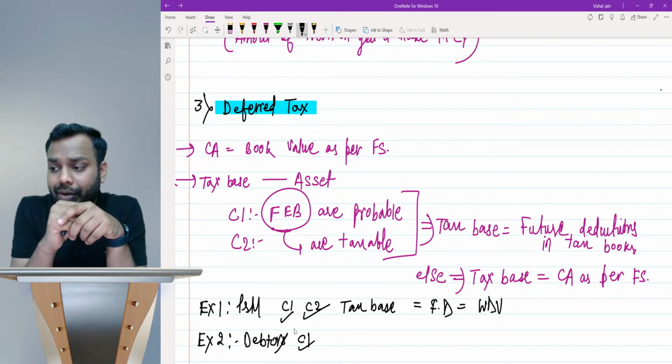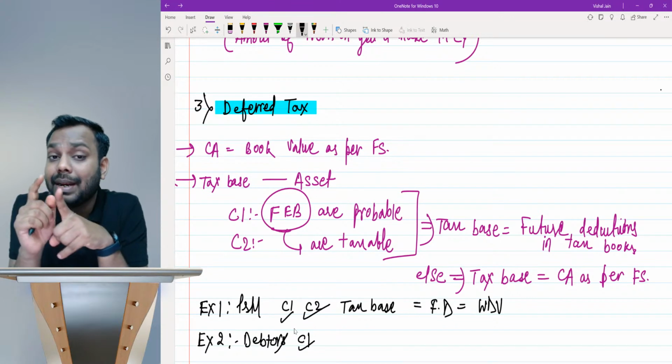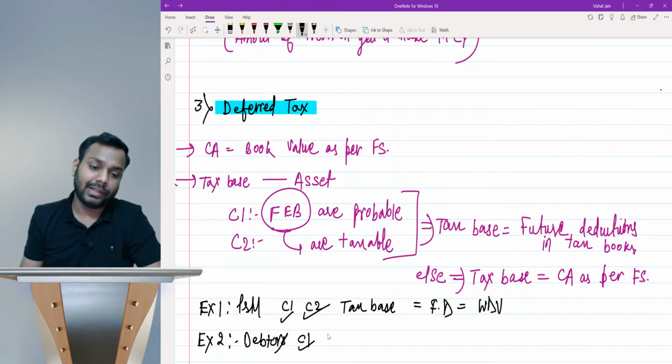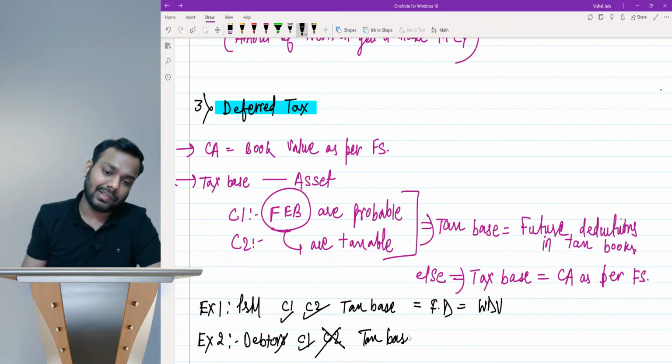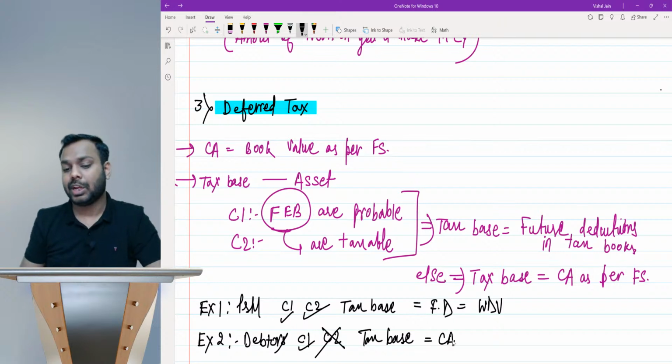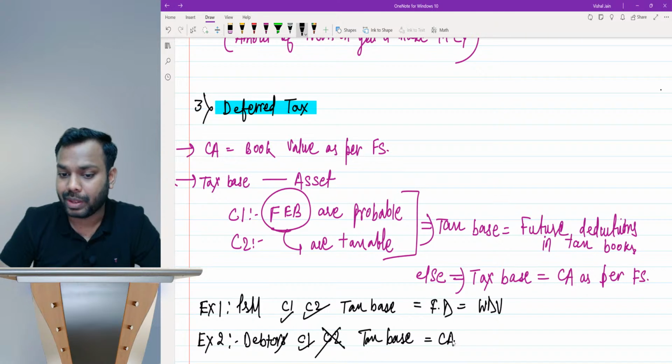Debtors on recovery, are they taxable? No, they are already taxed in the past. So condition number 2 does not get satisfied. So in that case, our tax base is equal to the carrying amount as per FS. Is that clear, guys?